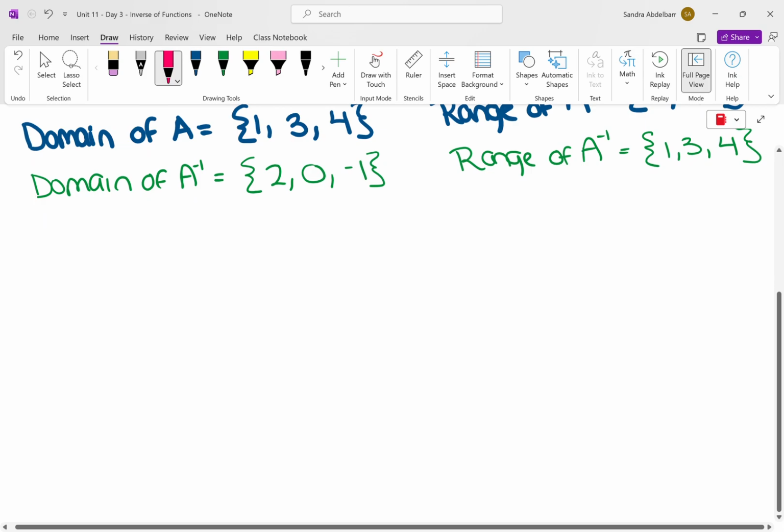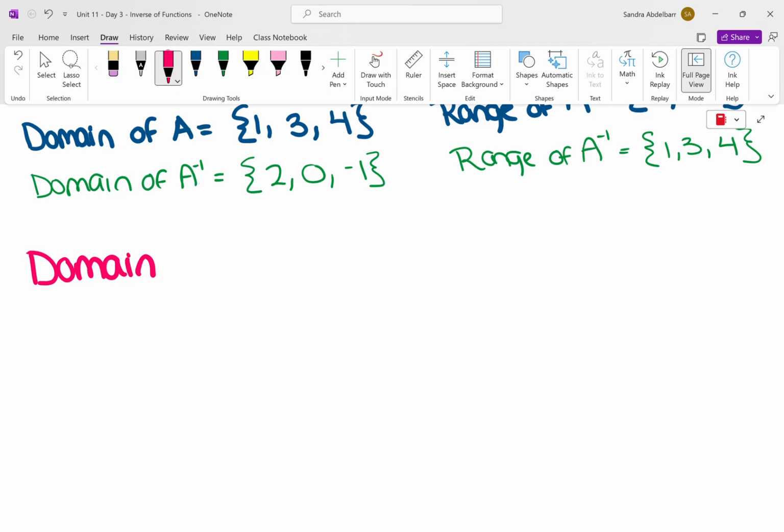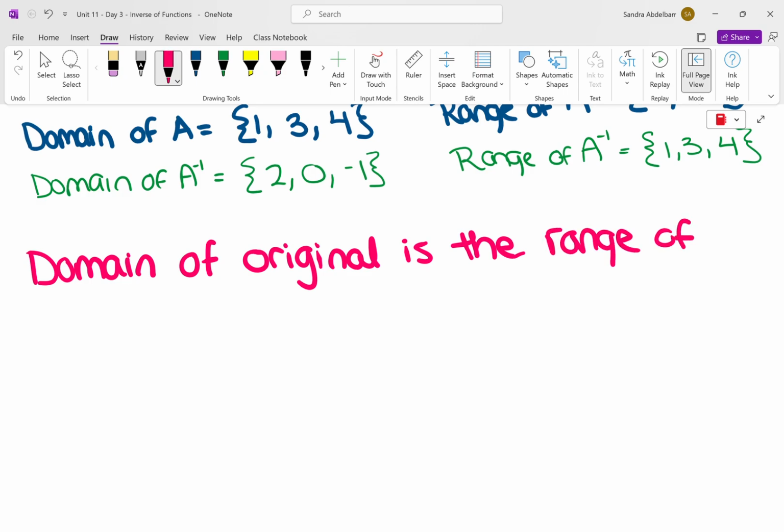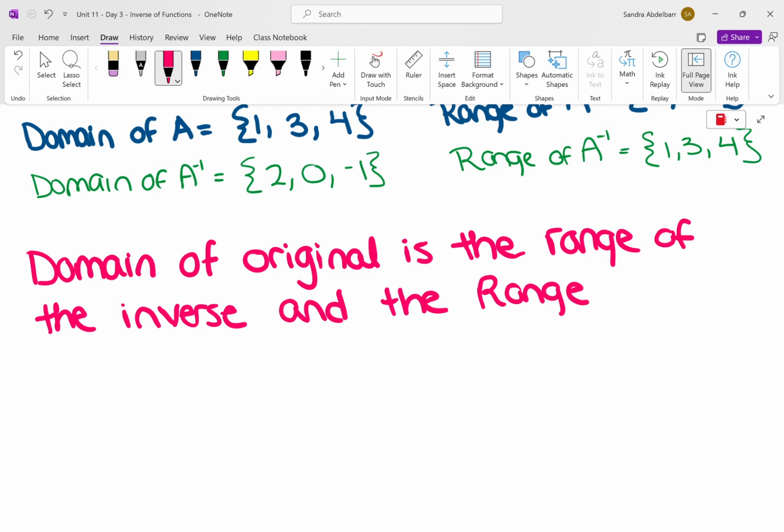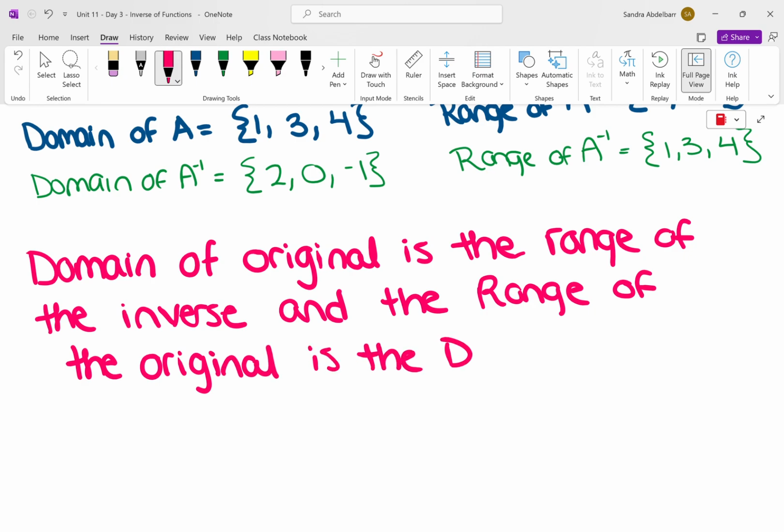All right, let's write that out. Domain of original is the range of the inverse, and the range of the original is the domain of the inverse.